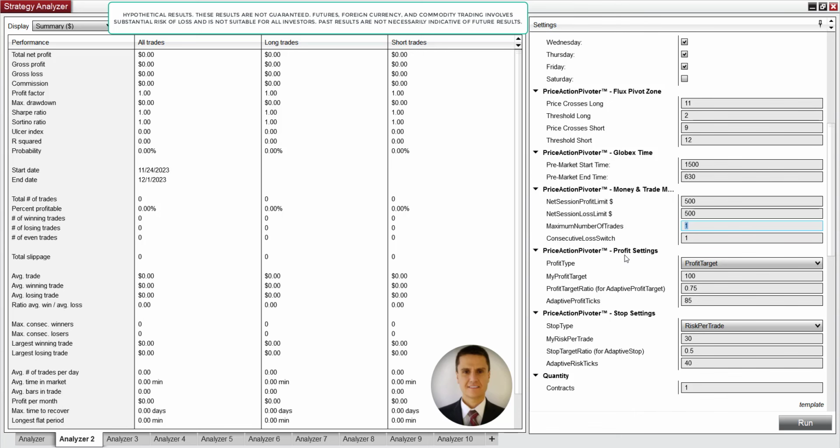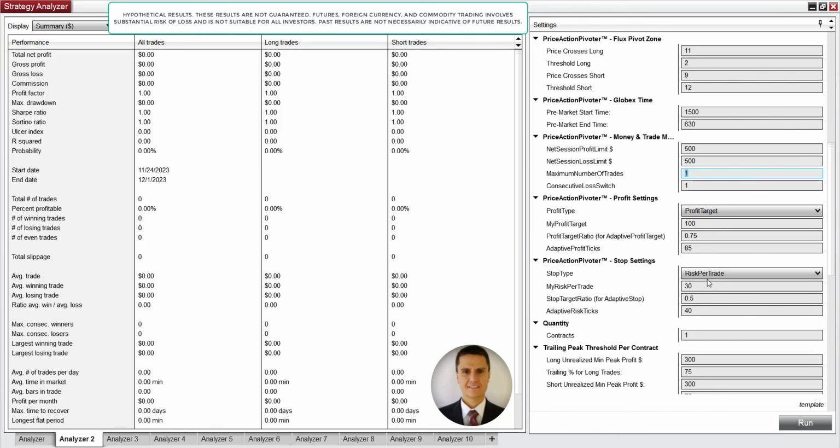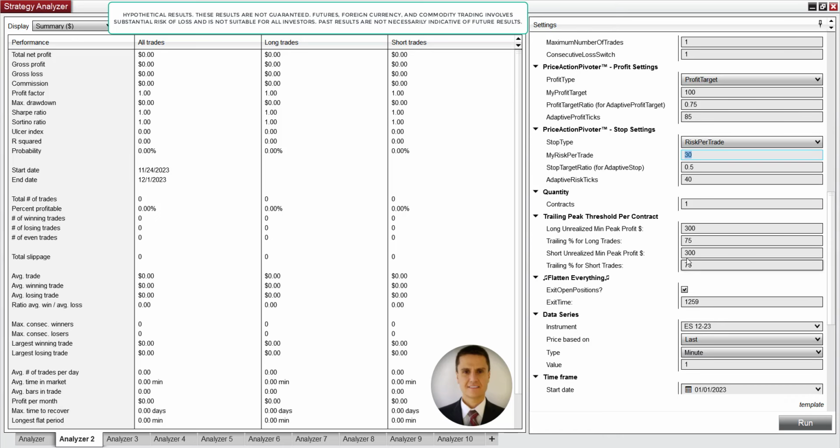Of course, when I say what you're looking for, it's completely up to you. Some may deem it conservative to look for 2 trades. It all depends on how you define conservative. It is subjective, it's relative, okay? I have my price target at 100 ticks. My stop is at 30 ticks. And I have my trailing peak threshold set at 300 and 300 on the long and short side.